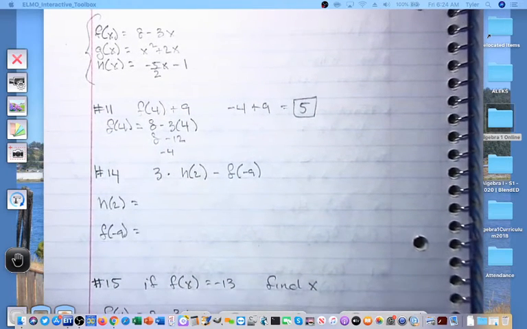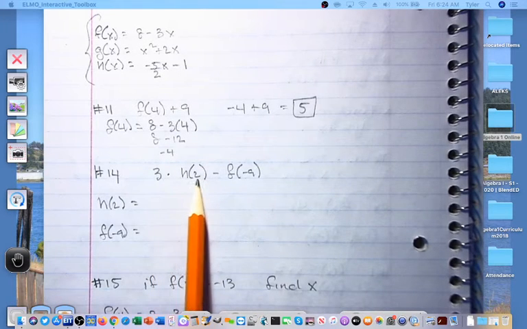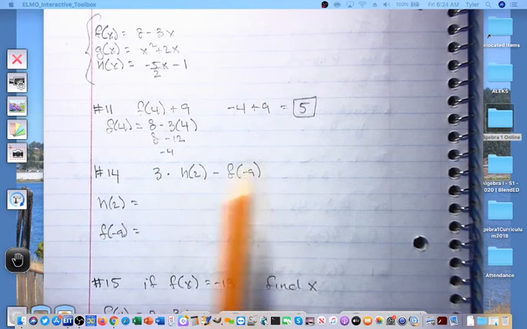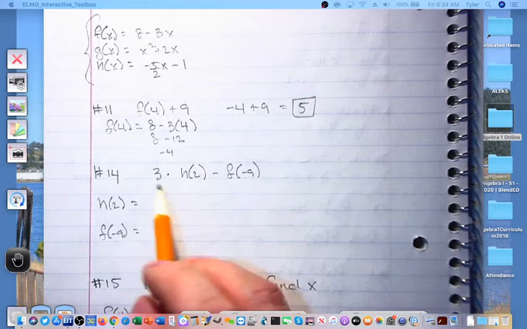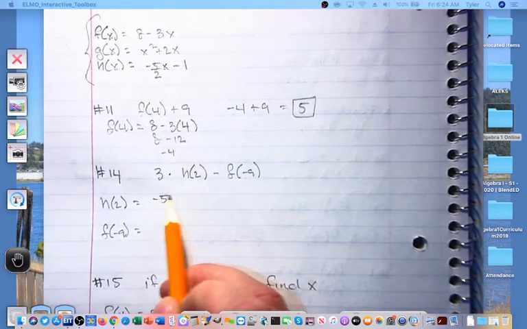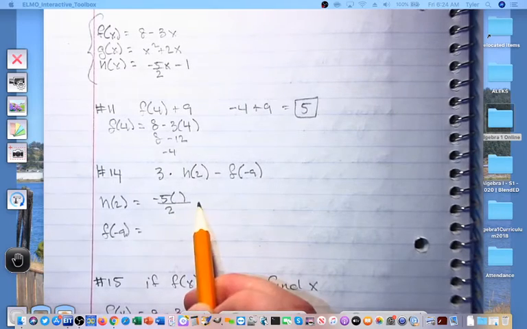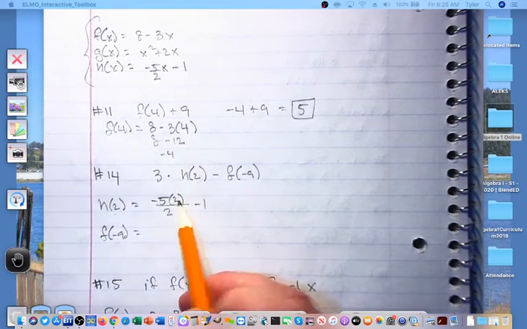In problem 14, they want us to discover what 3 times the h of 2 minus the f of negative 9 is. So the first thing I have to do before I can actually figure this part out is determine what the h of 2 and the f of negative 9 are. I'm going to look at my h function up here. That gives me negative 5 over 2 times my input minus 1. In this case, they want us to figure out what the h of 2 is, so let's substitute in a 2.